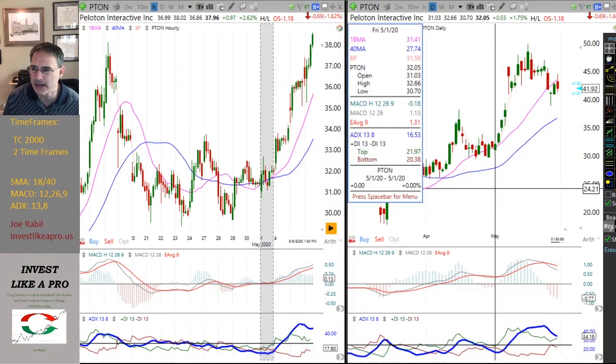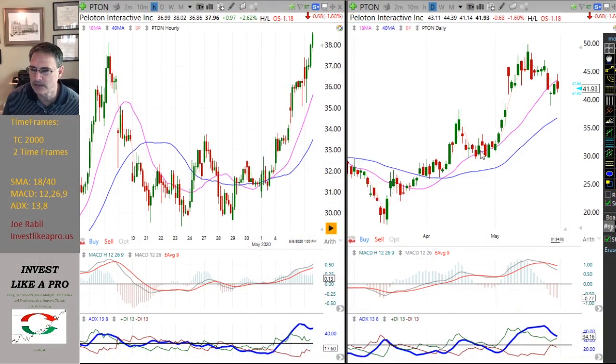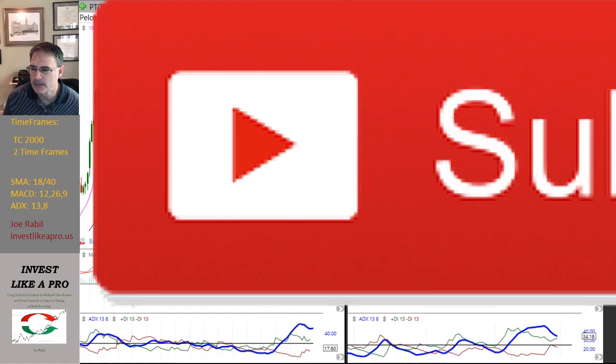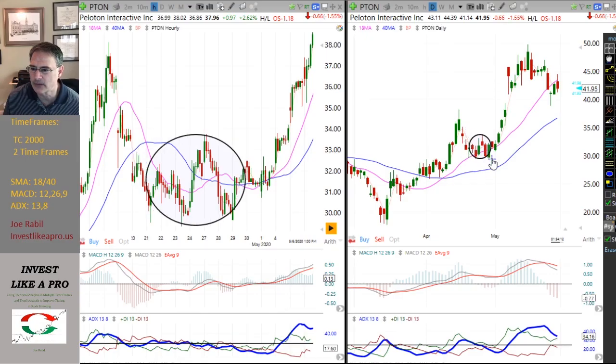On the right side, I've got a daily of the PTON, and on the left is an hourly. I'm going to zero in on a specific spot on the daily chart. Let me see if I can narrow this down just a little bit. So that circle is showing up on the hourly.